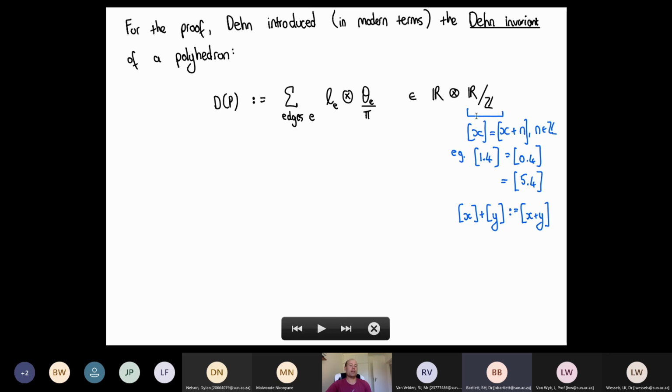What this means is that we're going to write a little symbol around each element to say that elements inside R mod Z are identified by equivalence classes of real numbers. So if x is a real number, the equivalence class of x is the same as the equivalence class of x plus n, where n is some integer. So for example, the equivalence class of 1.4, which is an element of this group, is the same as the equivalence class of 0.4, which is the same as the equivalence class of 5.4. All of these things differ by integers. Okay, what is the group operation? The equivalence class of x plus the equivalence class of y is defined to be the equivalence class of x plus y.